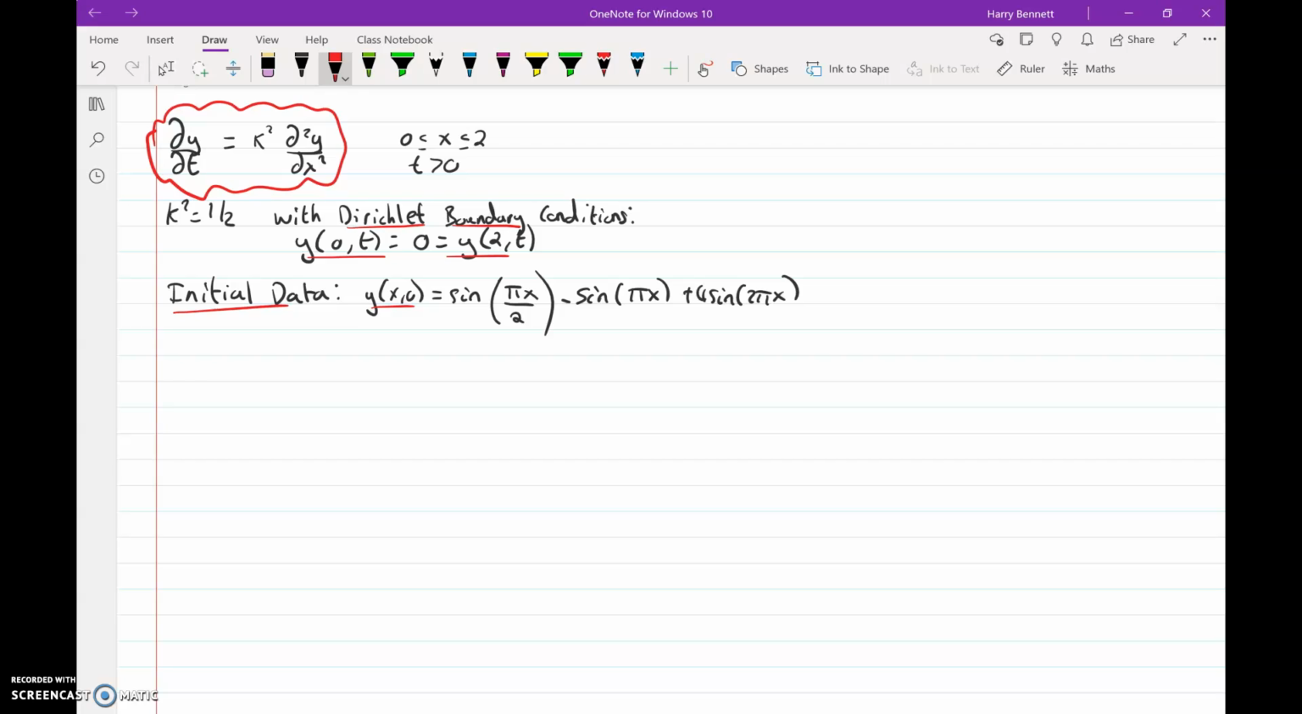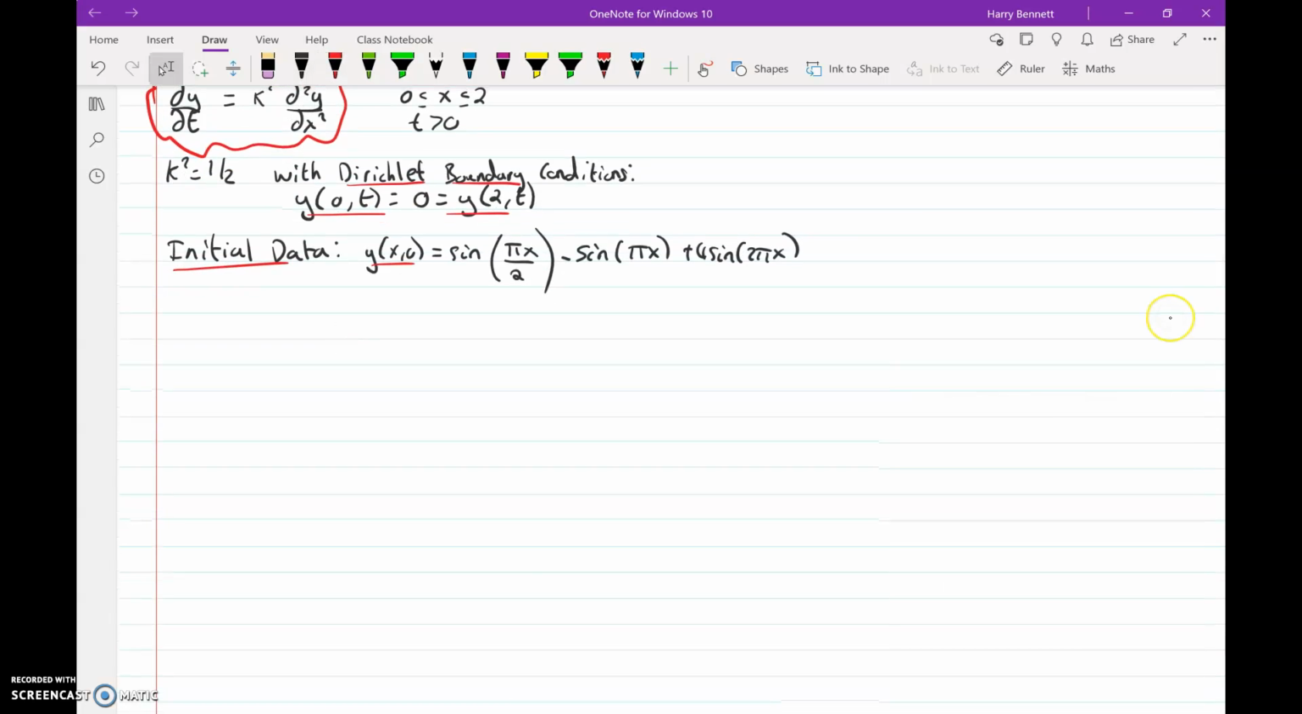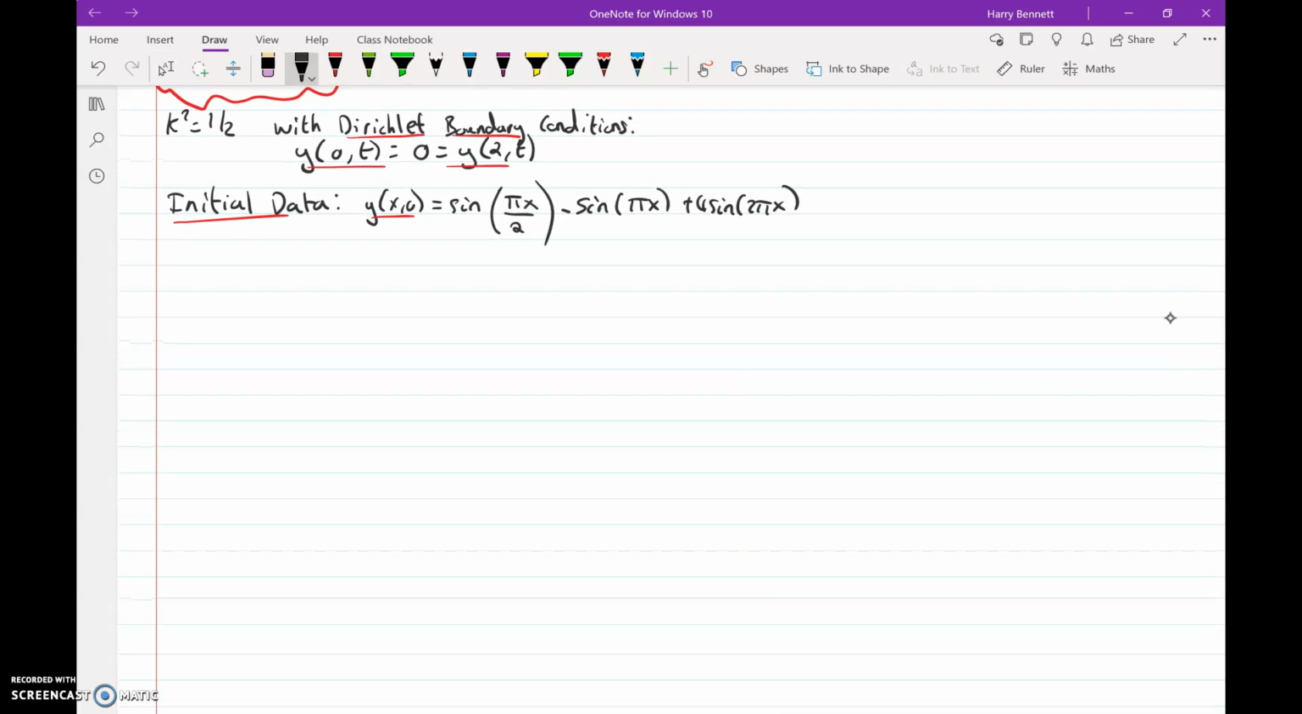So, how do we actually go about solving this kind of equation? Well, we need to use something called separation of variables. What that is, it's assuming that our function y of x and t follows a certain form, which is a function solely of x multiplied by a function solely of t. That's the way we're going to do it.